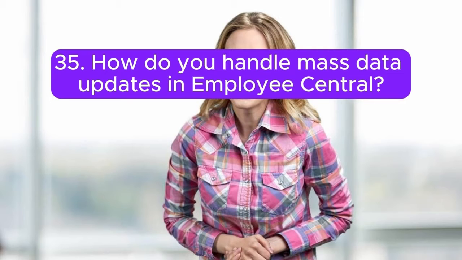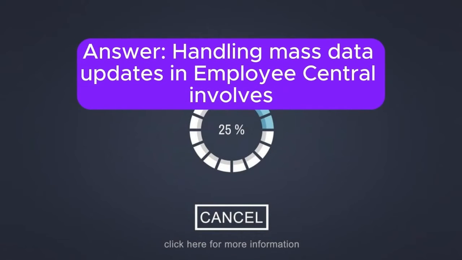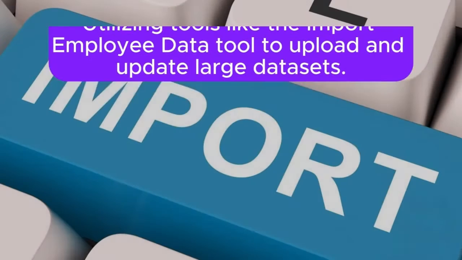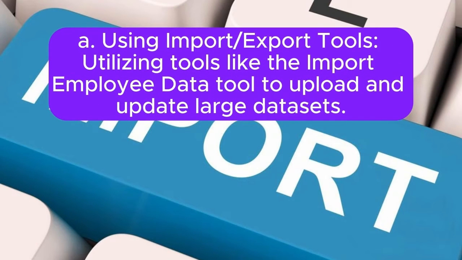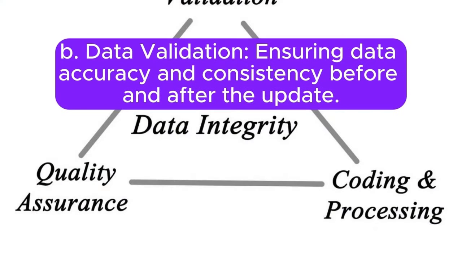35. How do you handle mass data updates in Employee Central? Answer: handling mass data updates in Employee Central involves A. Using import or export tools, utilizing tools like the Import Employee Data tool to upload and update large datasets. B. Data validation, ensuring data accuracy and consistency before and after the update.